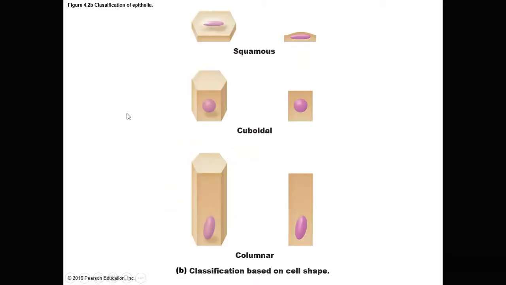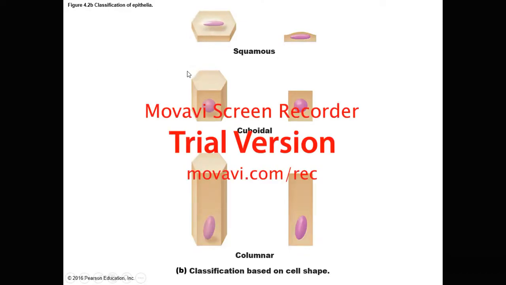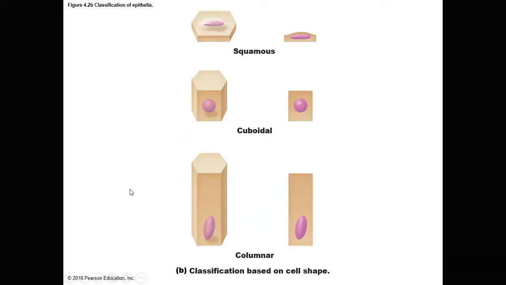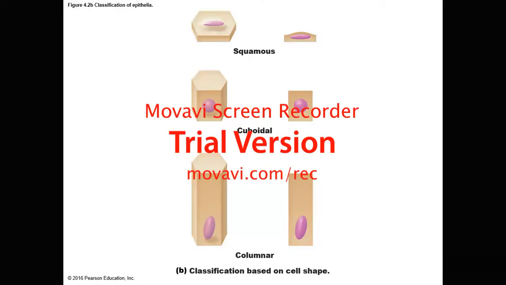So this is just showing you classification based on cell shape. Squamous, squished. Cuboidal, cube-like. Columnar, column-like and tall. And just remember that when you have a stratified epithelium, which has multiple layers, the shape is going to be based on the top layer, the apical layer. Just remember, the shape is going to be determined by the apical layer, the top layer.